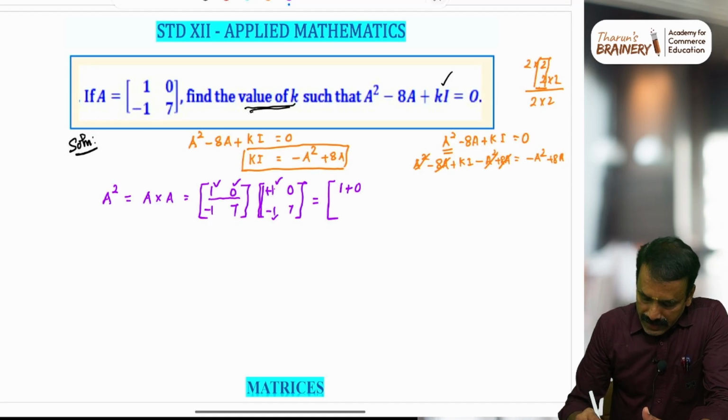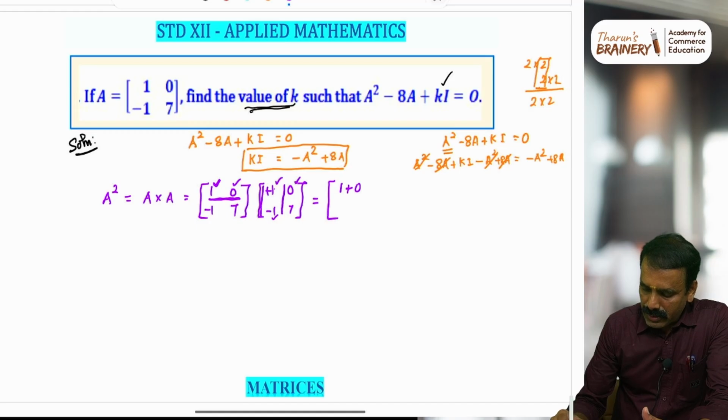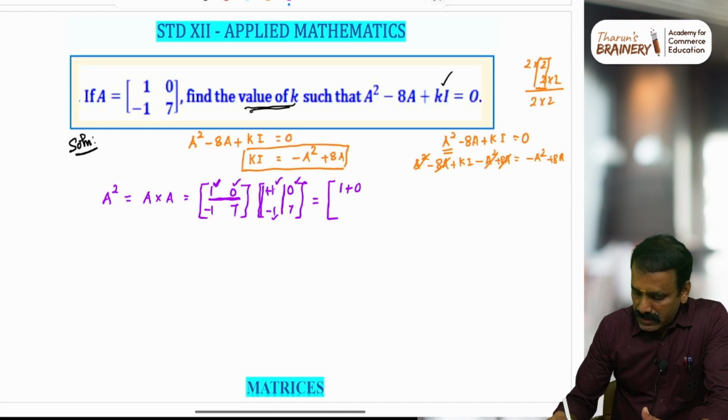Next we have to multiply the first row with the second column. So we multiply the first element again with the first element of the second column, not with the first column. In the second column we have to move on. So 1 into 0, 0. 0 into 7, it is going to be 0.